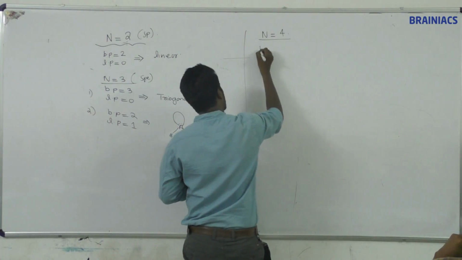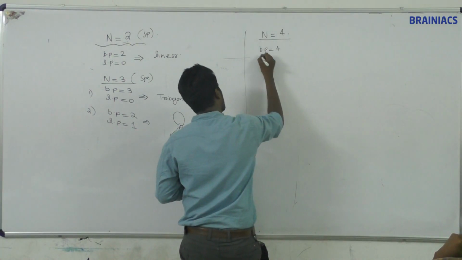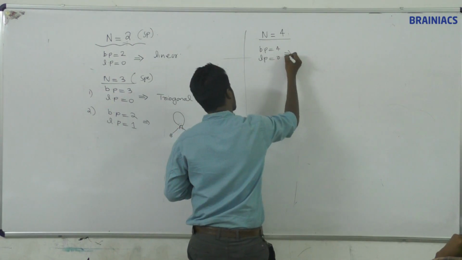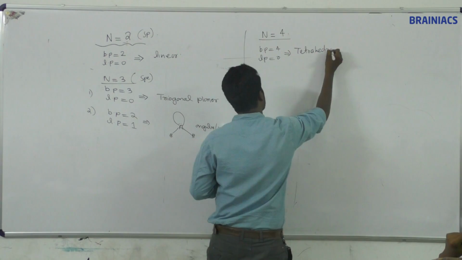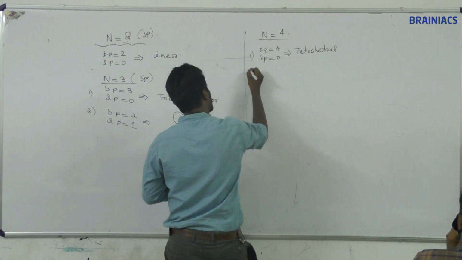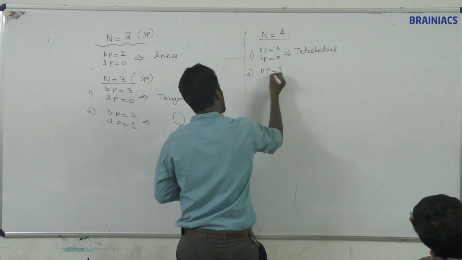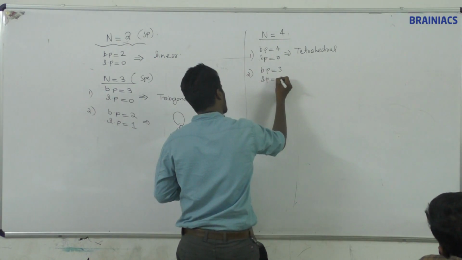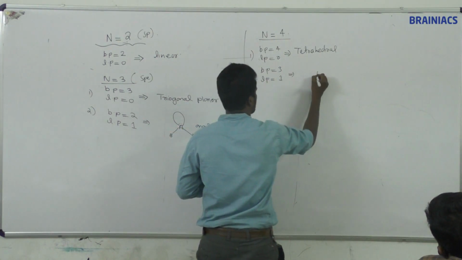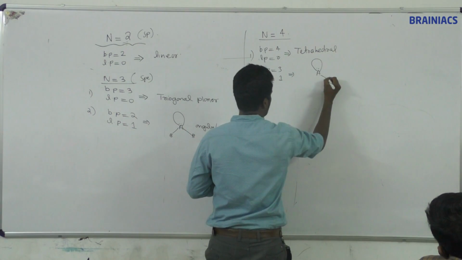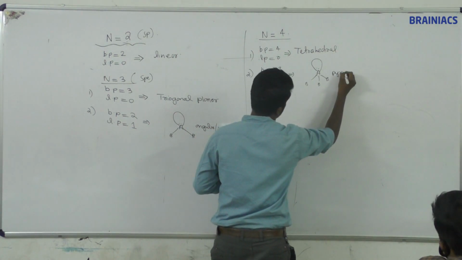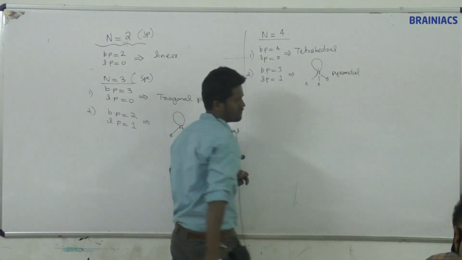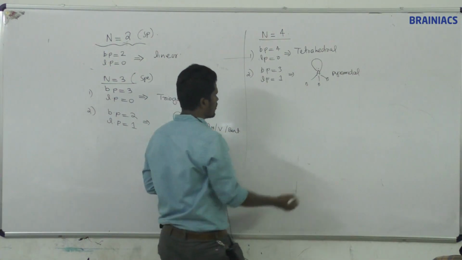Okay, and the same way n is equal to 4. So what is the geometry or shape? Tetrahedral. Bond pair is 3 and lone pair is equal to 1. So what will the structure be? A, lone pair, B and B. So what is the structure? Pyramidal. 4 bond pairs with 1 lone pair.